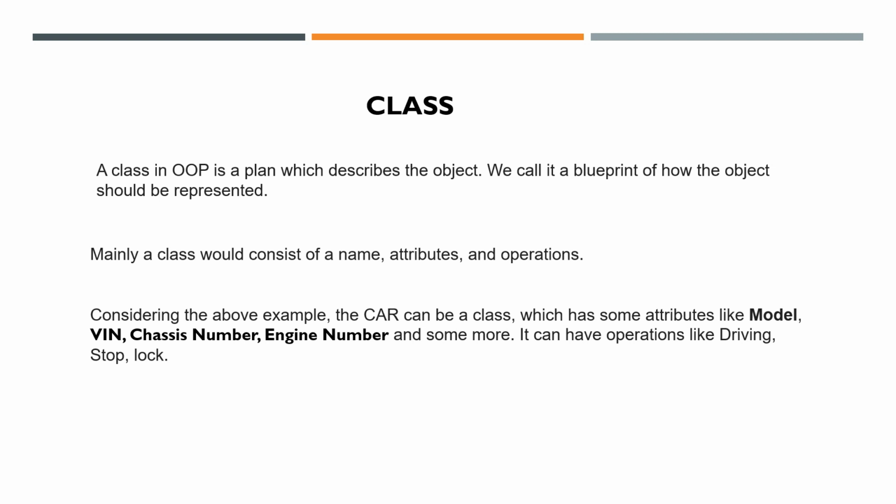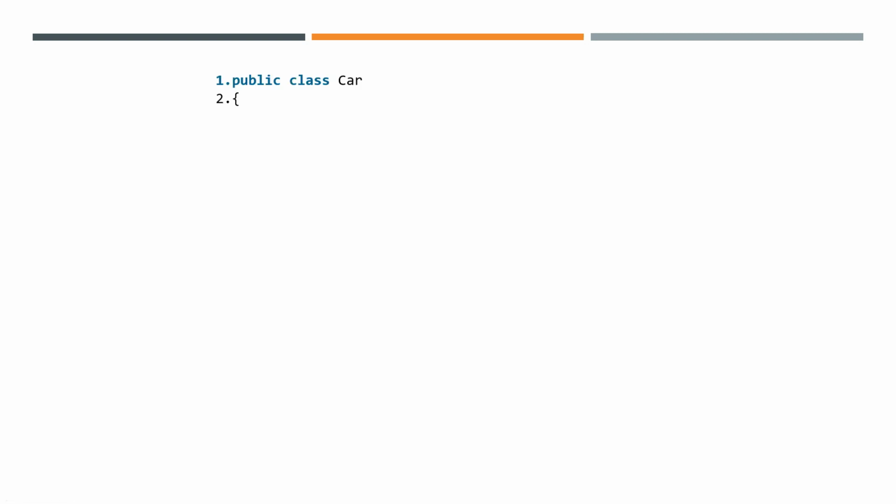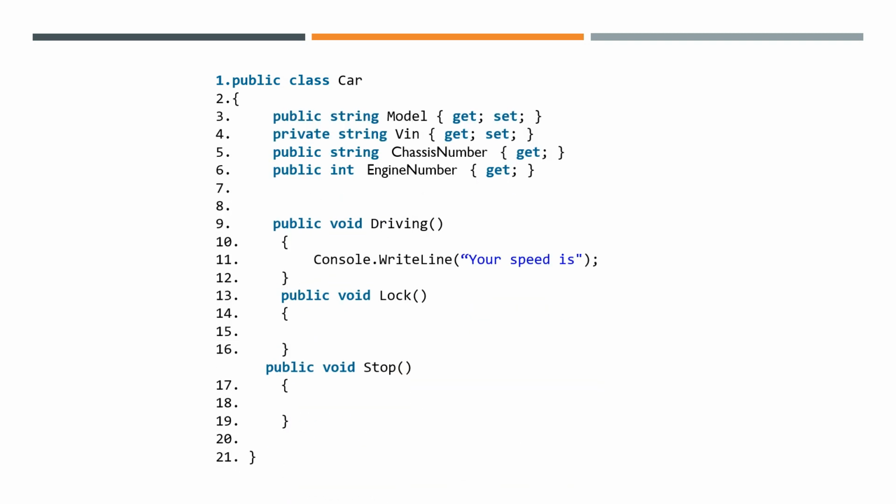Operation is what we perform with the help of that class, with the help of the car. What is the operation of a car? Driving, stop, lock. What is the operation of a mobile? Just dialing a number, messaging somebody. Can I say model, chassis number, VIN, engine, these are the attributes? That's how we define attributes in any class. Or driving, lock, stop, can I say this is an operation of a class? This method is called an operation of the class. So this is how we write code to create any class.